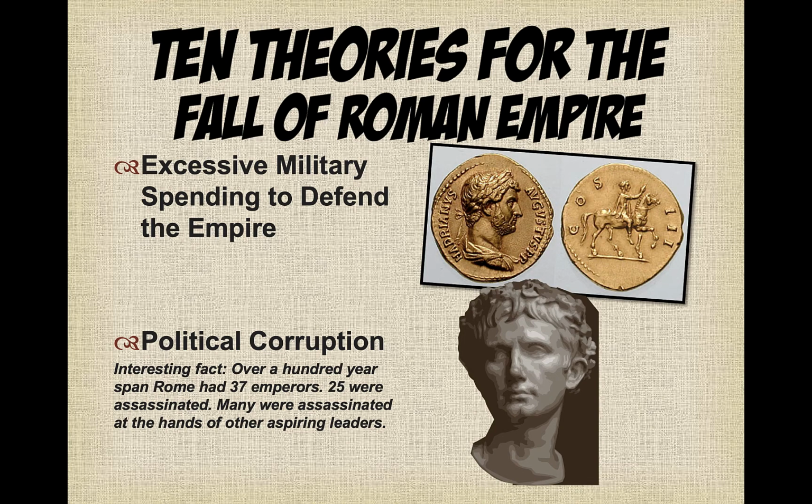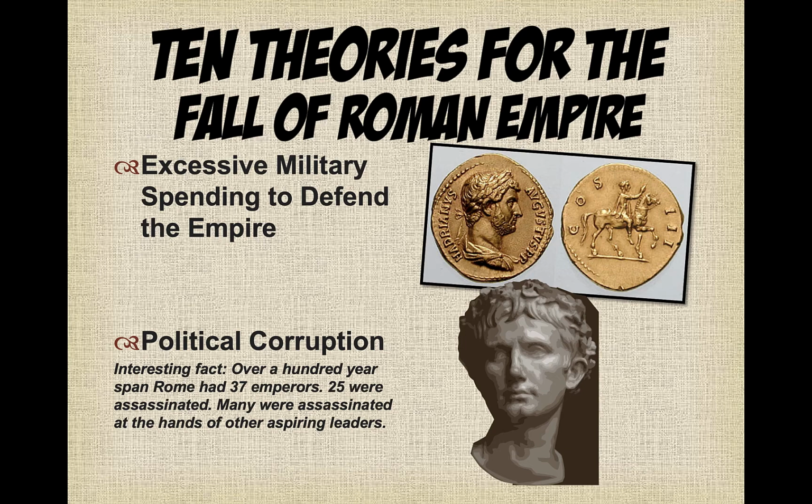One is excessive military spending to defend the empire. So money was going away fast because they were involved in so many wars defending these very, very huge tracts of land that they had and this huge empire. And all these different barbarian invasions that they were having to deal with.